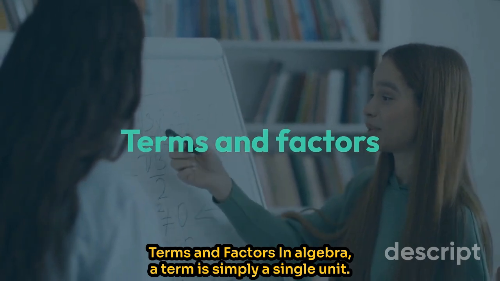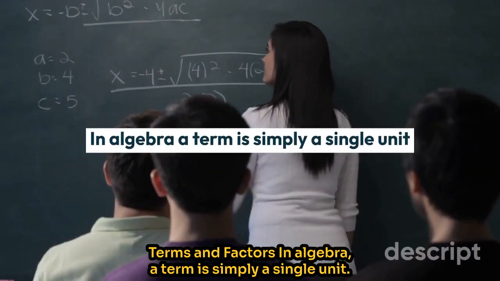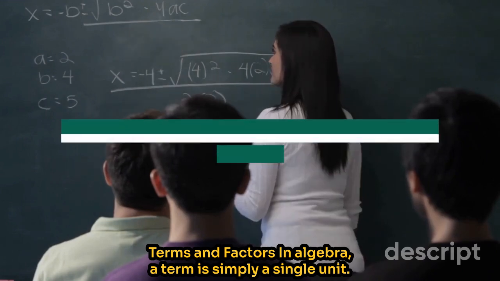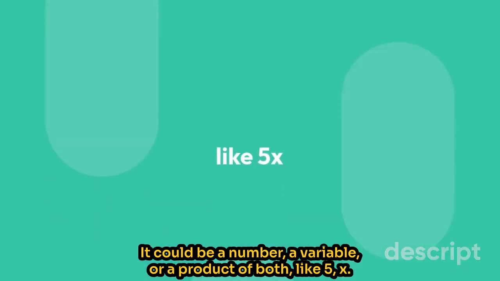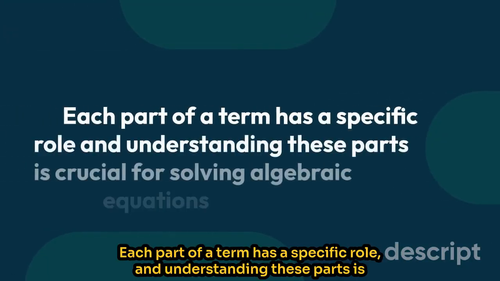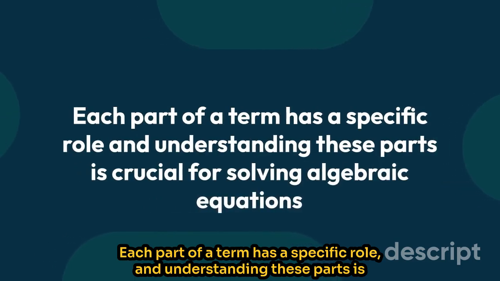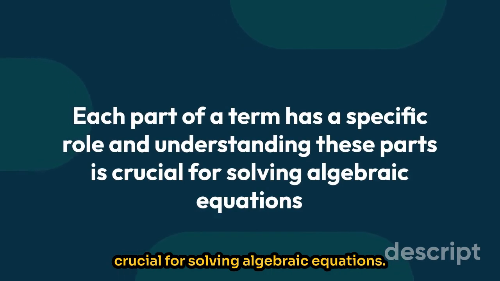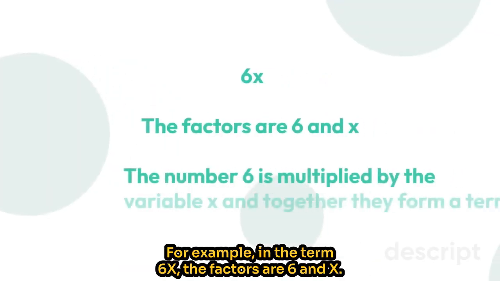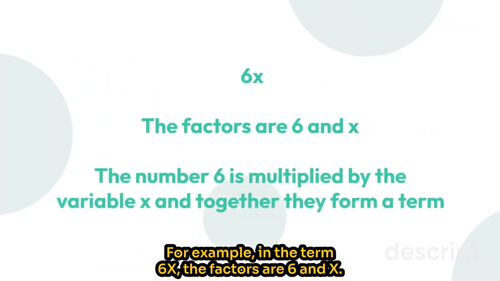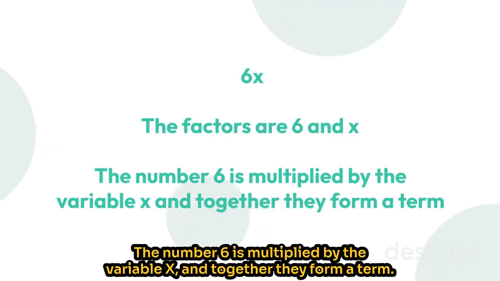Terms and factors. In algebra, a term is simply a single unit. It could be a number, a variable, or a product of both, like 5x. Each part of a term has a specific role, and understanding these parts is crucial for solving algebraic equations. The parts of a term are called factors. For example, in the term 6x, the factors are 6 and x. The number 6 is multiplied by the variable x, and together they form a term.